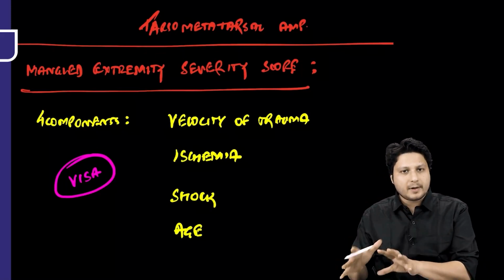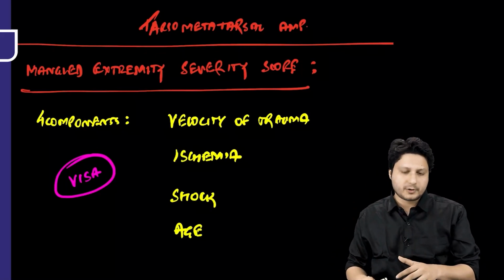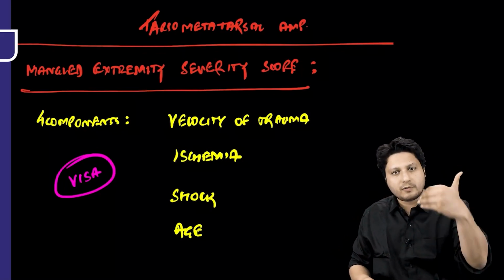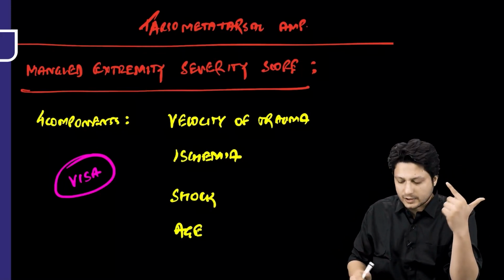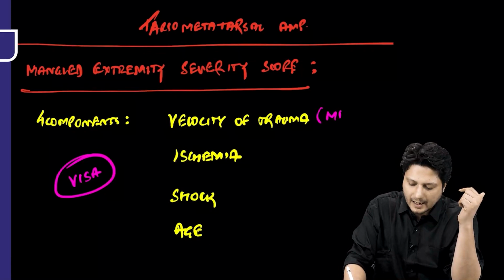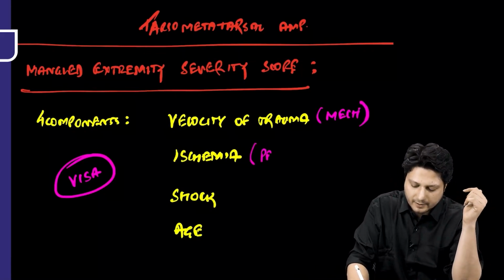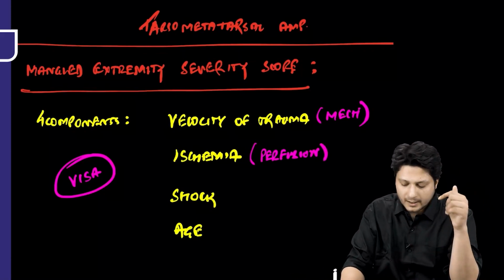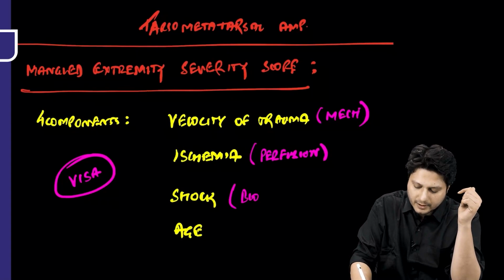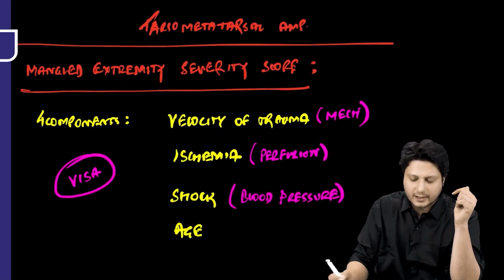But the examiner can change the language of these options. So they have asked the question with changed options: instead of velocity of trauma, they have written mechanism of injury, one and the same thing. Instead of ischemia, they have written perfusion in the options, one and the same thing, perfusion of the lower limb. Instead of shock, they have mentioned blood pressure. So they have changed the options.